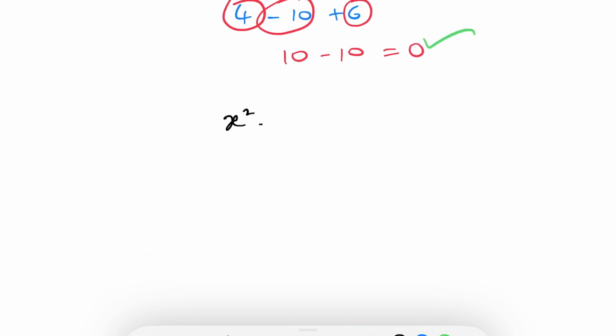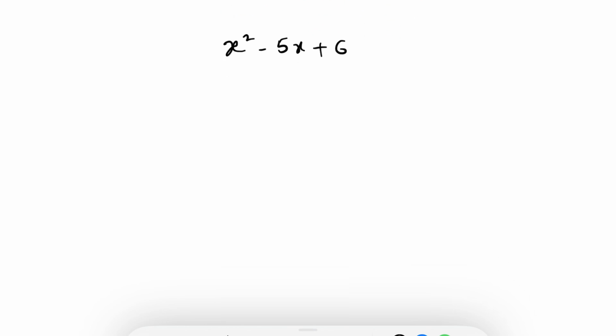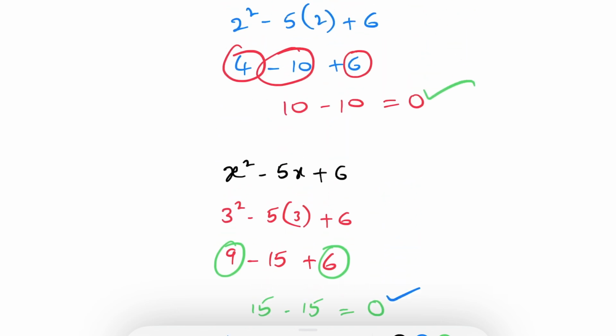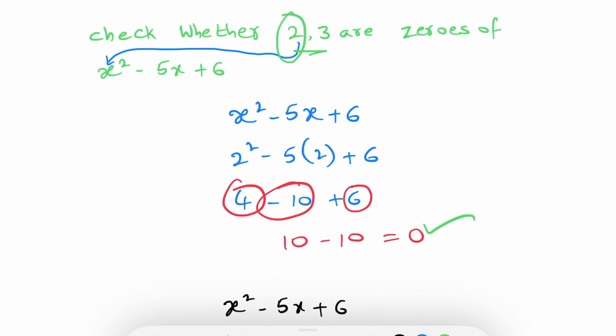The given polynomial is x square minus 5x plus 6. Now substituting 3 in the place of x. So it is 3 square minus 5 into 3 plus 6. 3 square 9 minus 5 3s are 15 plus 6 as it is. 9 plus 6, 15 minus 15 as it is. 15 minus 15, 0. As again our answer is 0, so we can say that 3 is a zero of the given polynomial. So finally we can say that 2, 3 both are zeros of the given polynomial.